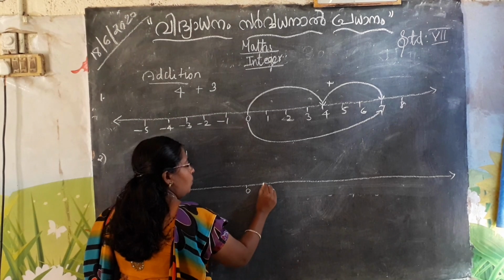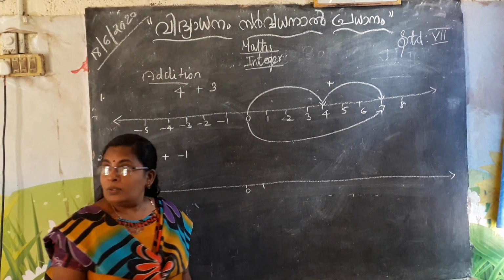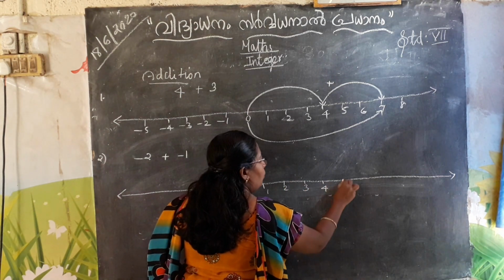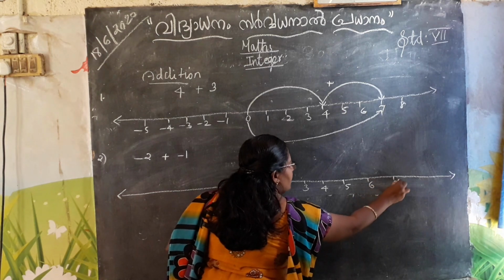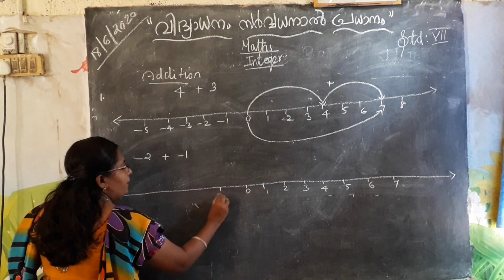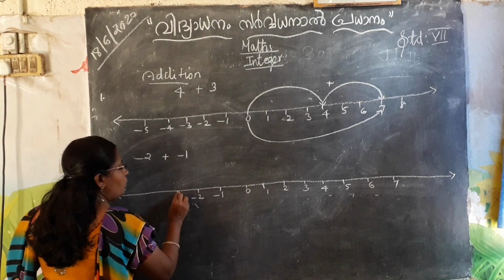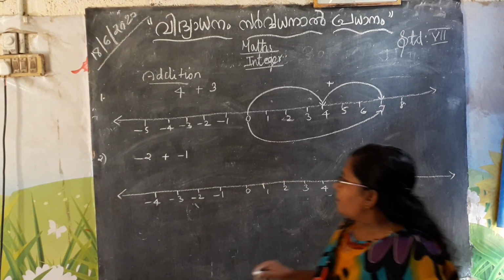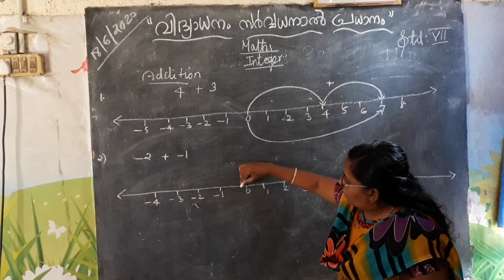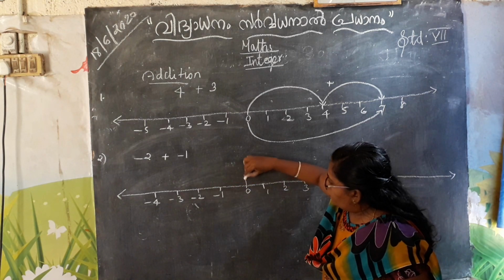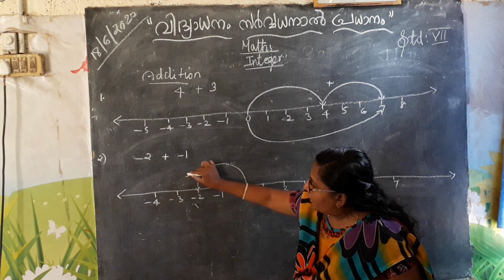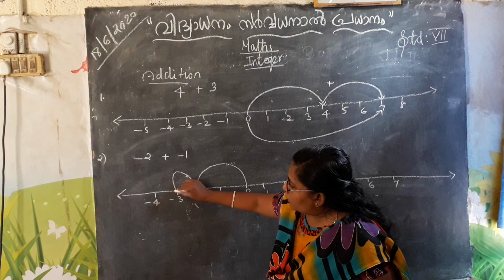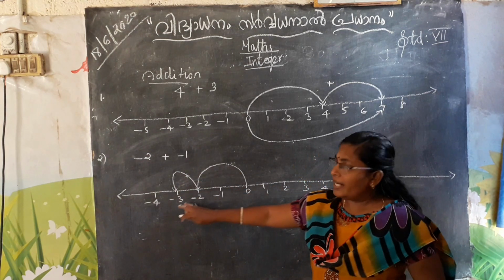0, 1, 2, 3, 4, 5, 6, 7. This is positive. Here negative: minus 1, minus 2, minus 3, minus 4, and so on. It is going on. Here see. Minus 2. Take 0, minus 1, minus 2. Minus 2 plus minus 1. One more number, minus 1. Where? It is minus 3.